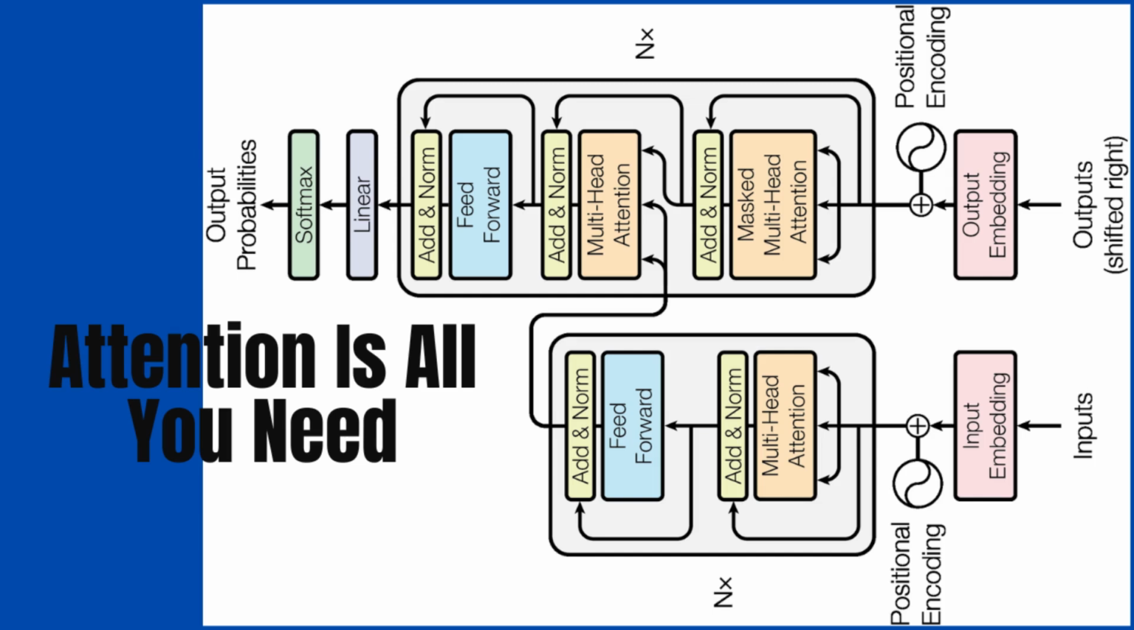Each encoder layer has 2 main parts, 2 sublayers. Okay. The first is a multi-head self-attention mechanism. We'll need to unpack that. The second is a simple, position-wise, fully connected feed-forward network. Multi-head self-attention and a feed-forward network. Let's start with self-attention. What does that mean?